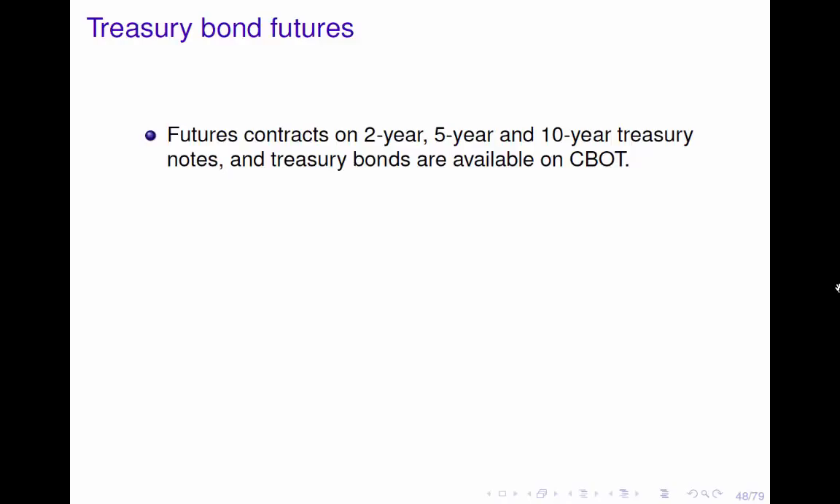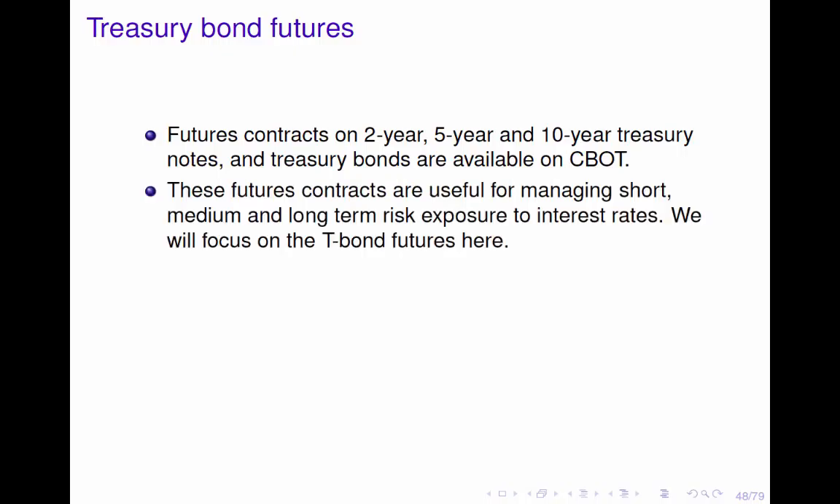In this lesson, we will study the Treasury bond futures. Futures contracts on 2-year, 5-year, and 10-year Treasury notes and Treasury bonds are available on Chicago Board of Trade. These futures contracts are useful for managing short, medium, and long-term risk exposure to interest rates. We will focus on the T-bond futures here.